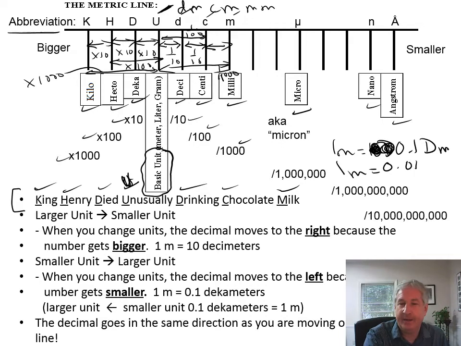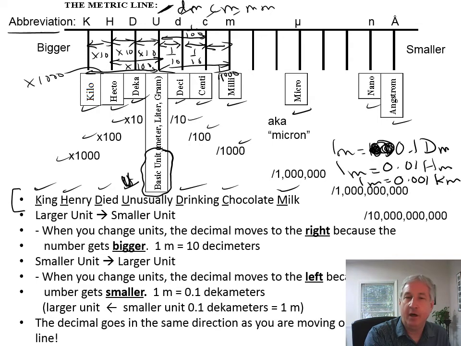Okay, so 1 meter equals 0.01 hectometers, and 1 meter equals 0.001 kilometers, or kilometers. That's usually what we say. So same thing going the other direction.